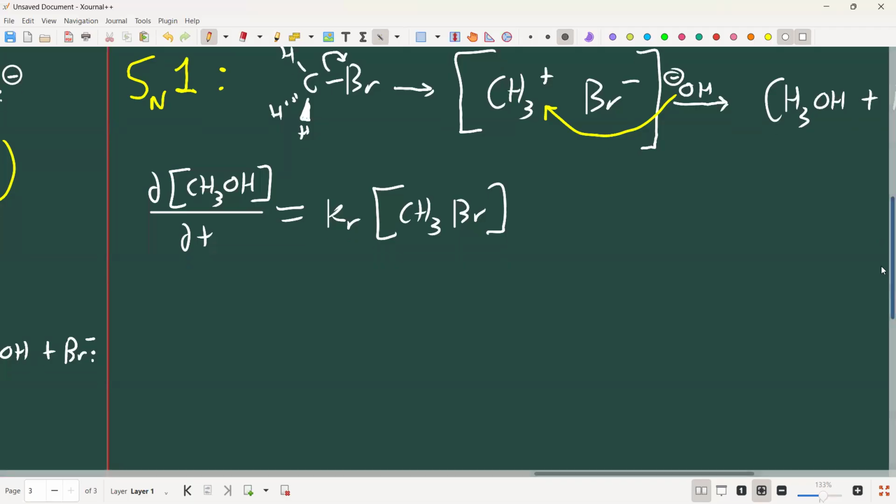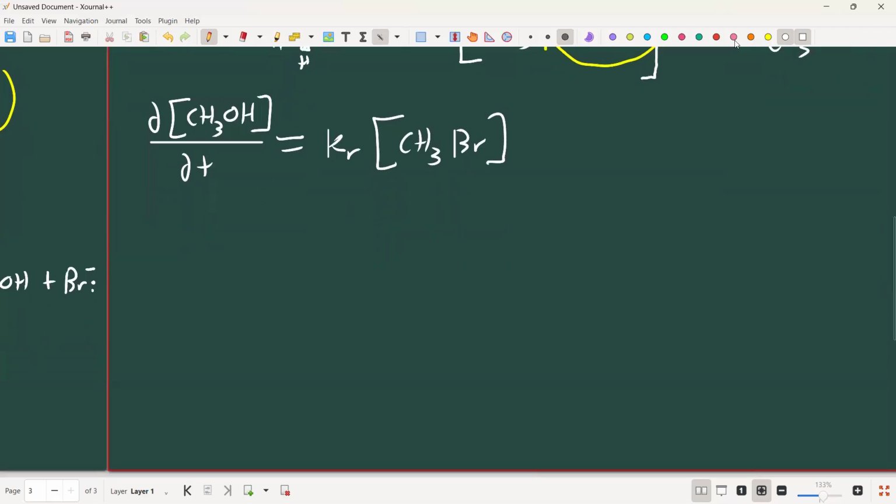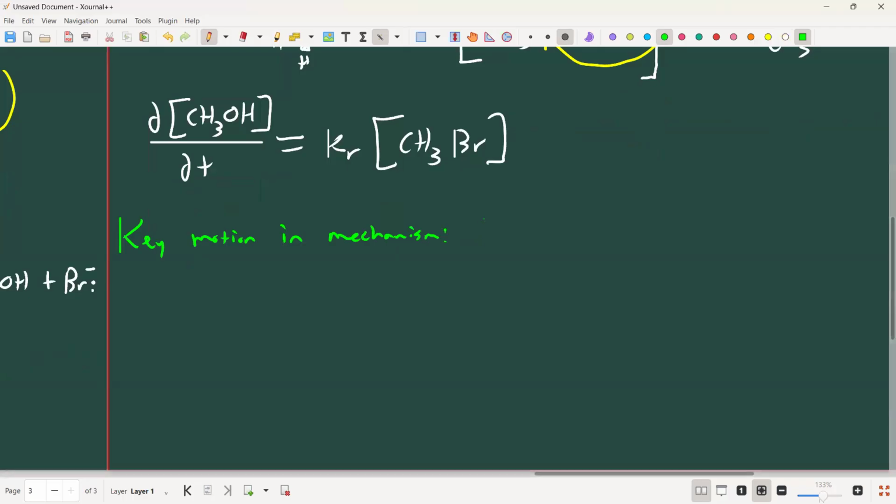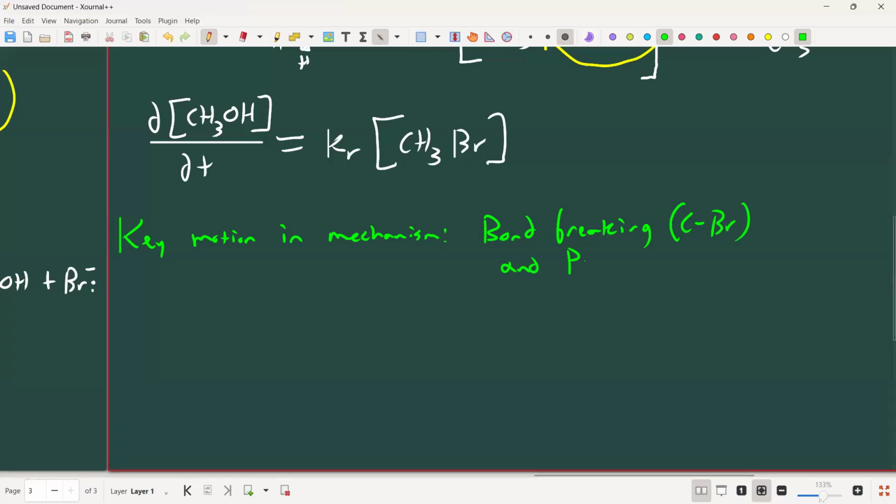Right? So let's think a little bit about what happens here, right? The key motion, if you will, in mechanism is bond breaking and bond formation, right? We've got to break a C-Br bond. Sorry, I didn't want this, right? To break a C-Br bond and bond formation, right? Because we have to form a C-O bond.